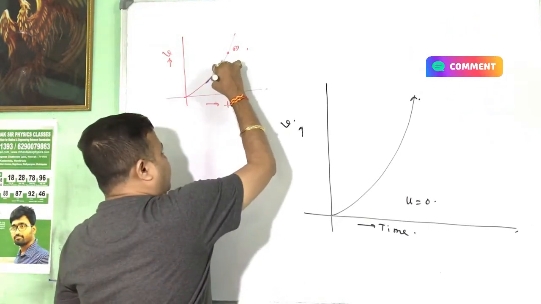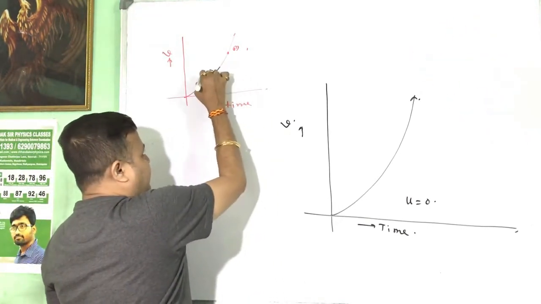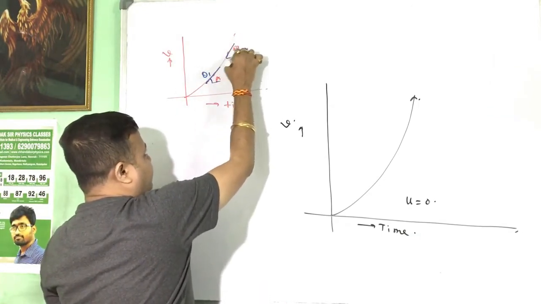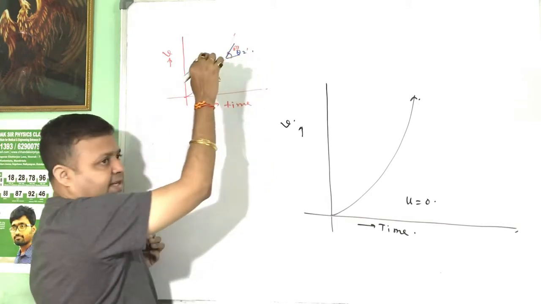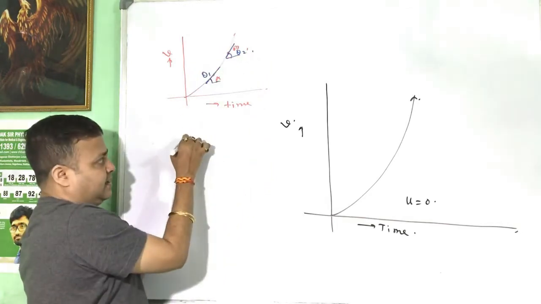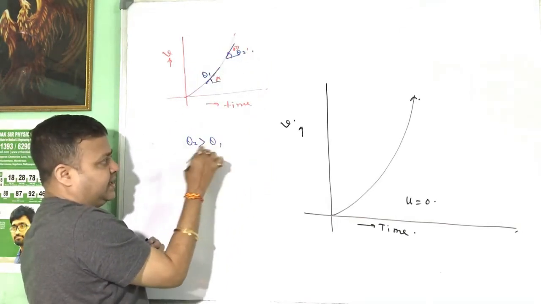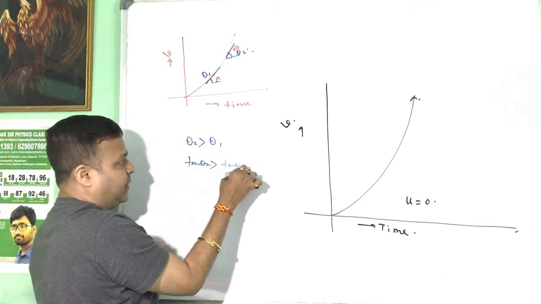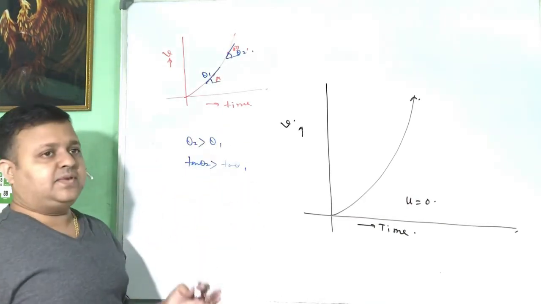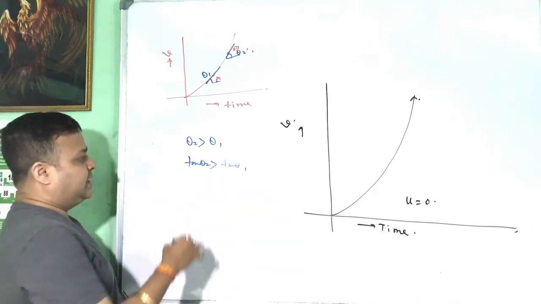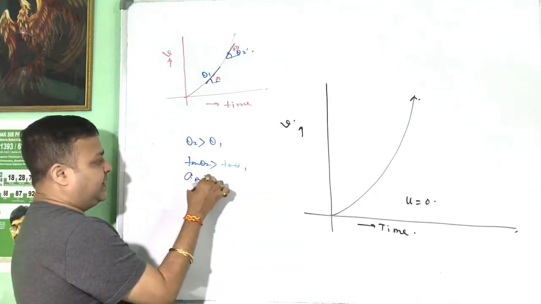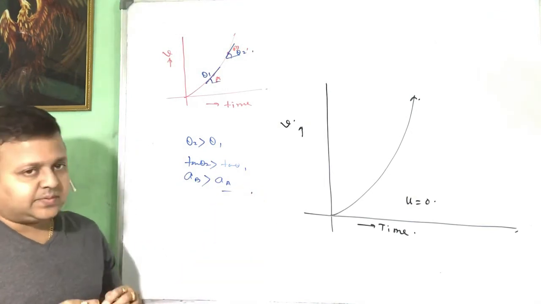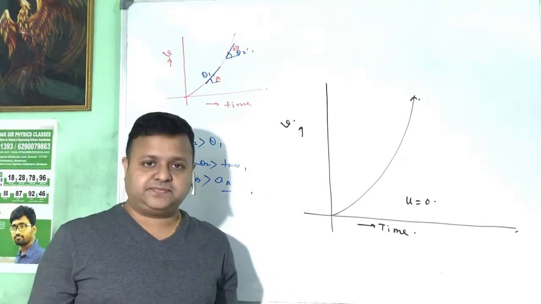If we draw the tangent at point A, it makes an angle of theta 1 with respect to the x-axis. If we draw the tangent at point B, it makes an angle of theta 2 with respect to the x-axis. Clearly from this figure, theta 2 is greater than theta 1, so tan theta 2 is greater than tan theta 1. What is the slope of the velocity-time curve? It gives the acceleration. That is, the acceleration at point B is greater than the acceleration at point A. That means it is moving with a non-uniform acceleration.